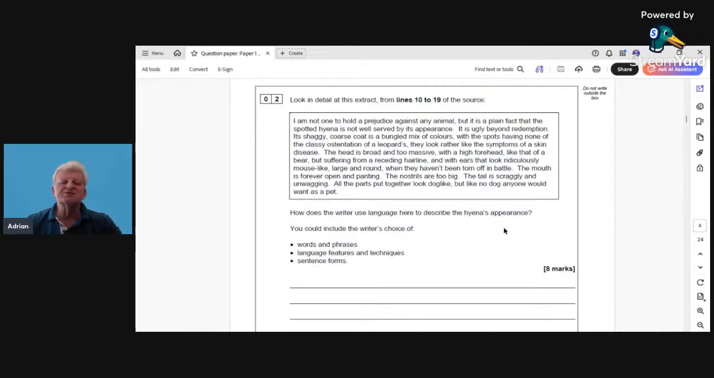So this is about the way the writer uses descriptive language to show the hyena's appearance. Now that means picking out appropriate quotations and then stating the impact of that, the effect of it on the reader, etc., etc. So question 2 is about describing.